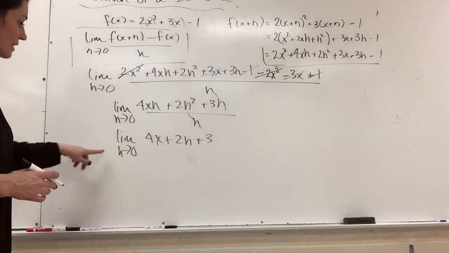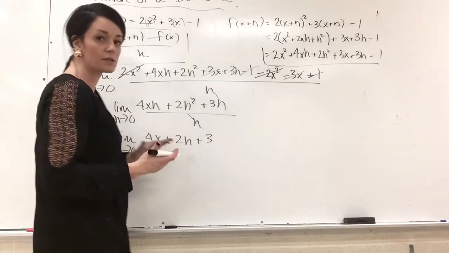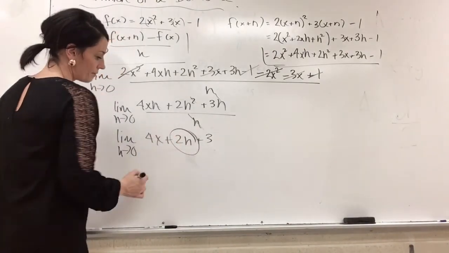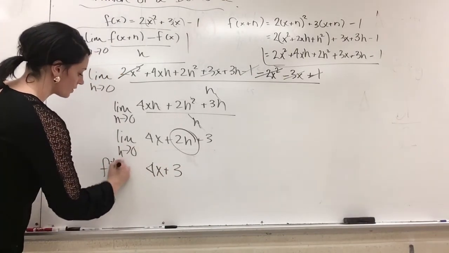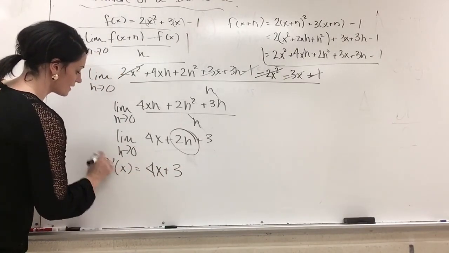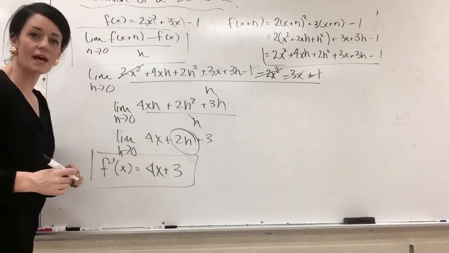Now I need to evaluate the limit as h approaches 0. So I just plug in h as 0, which makes that term 0, so the answer is 4x plus 3. So that is what the derivative of f of x is using the definition of a derivative.